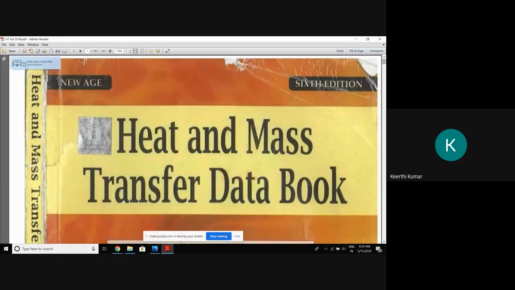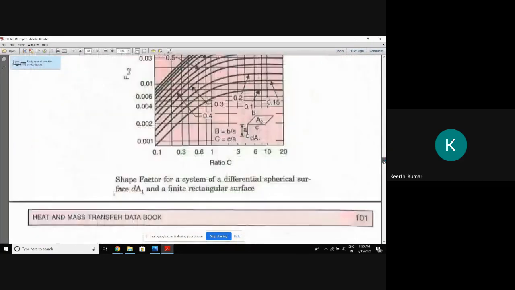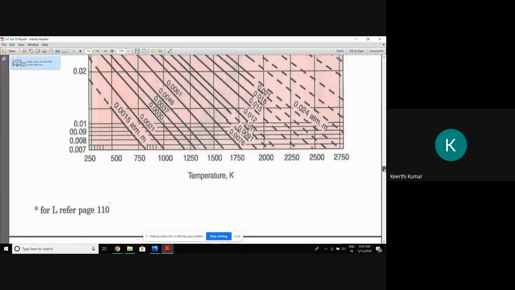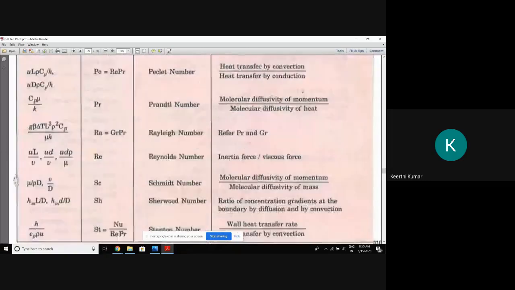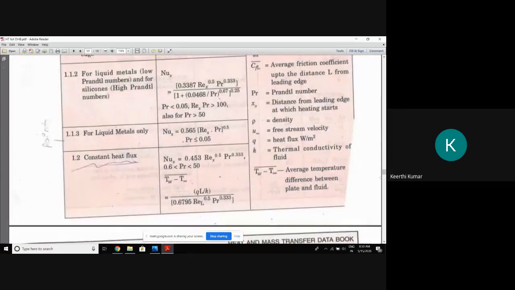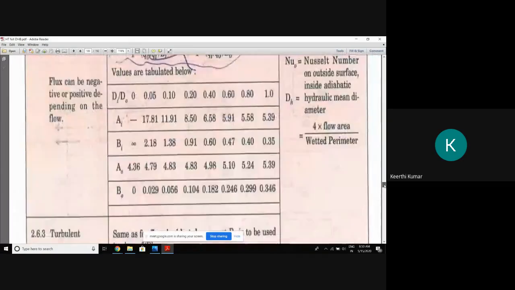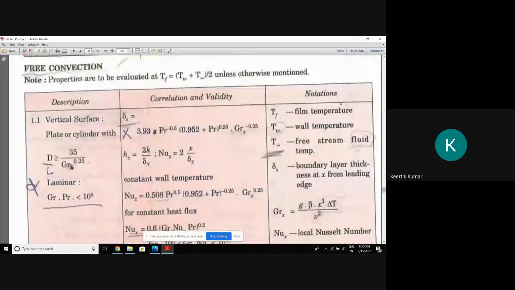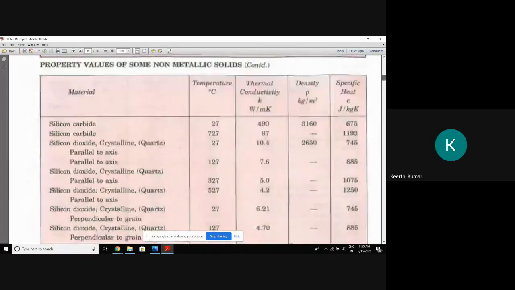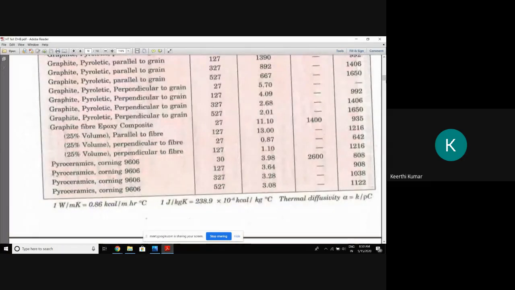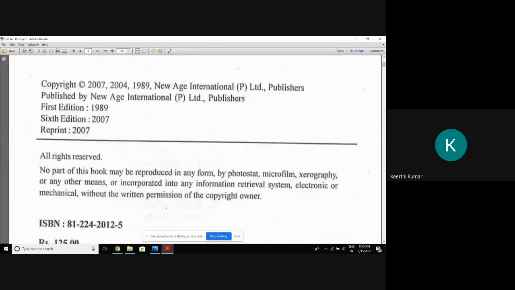Okay, go for the free convection topic. Now it is forced convection. Okay, free convection. If you go for free convection, TF we got, and the TF value we got is around 50 degrees centigrade. So we'll go for the properties of water.